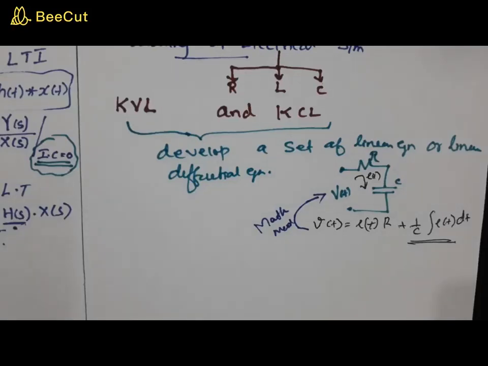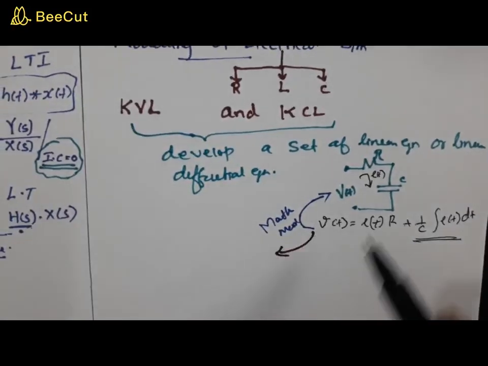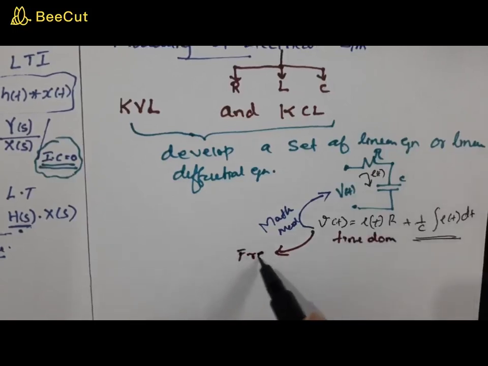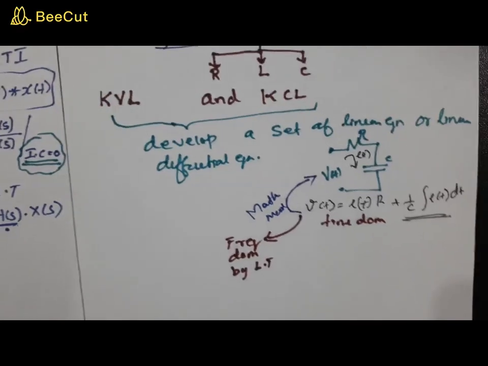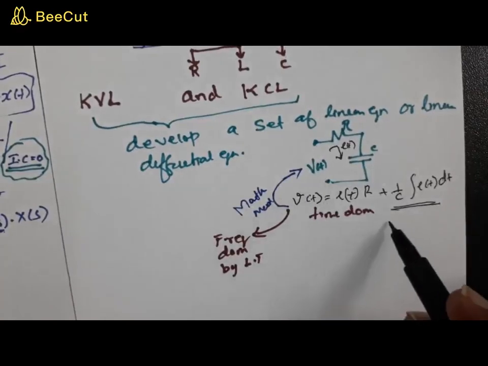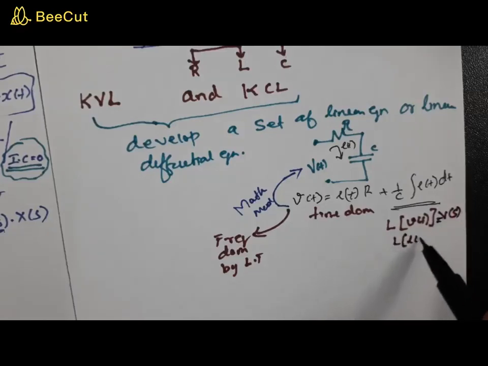So from the differential equation, what's the next step? To get the model, what you need to do is transform this. This is a time domain equation, right? Now, how will you transform this to the frequency domain? You can transform this to the frequency domain by applying the Laplace transform. You can apply the Laplace transform to all the time domain functions, assuming that the Laplace transform of V of t is equal to capital V of s, right? And the Laplace transform of I of t is equal to capital I of s.